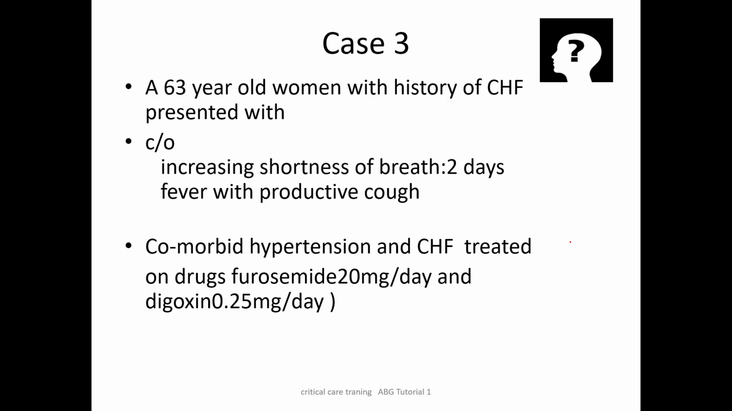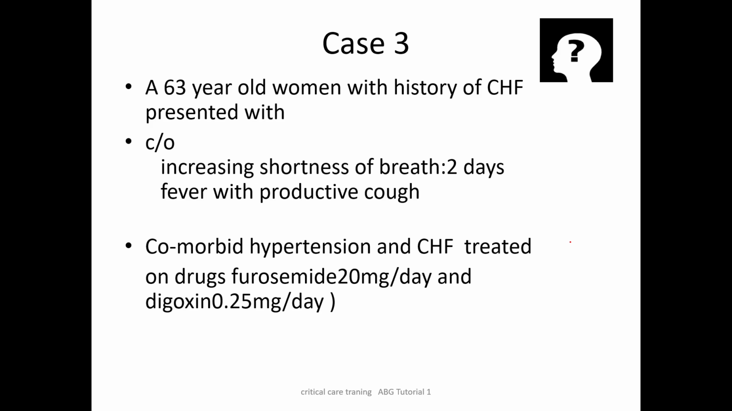Coming to case 3, this case will take a regular case of the ICU, and we'll see how the pre-existing condition affects the ABG, how it is affected overall by various management interventions, and how the ABG is dynamic. This is a direct clinical application we'll understand from this patient who has congestive heart failure. She had comorbid hypertension and was on diuretic and digoxin. She came typically with shortness of breath and fever with productive cough.